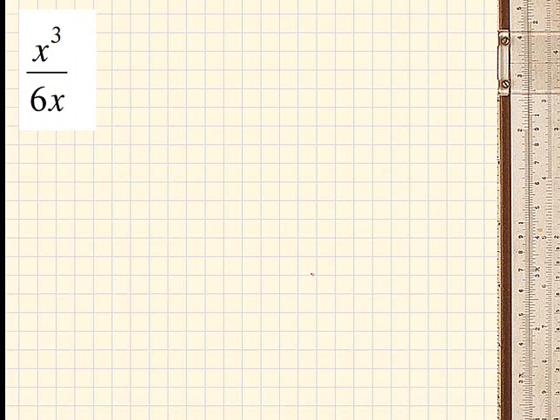Let's try another. This one's a little tricky. If I move my x to the side to subtract my exponents, what's left on top? 1. So this looks like this, 1 6th with x cubed minus 1, because there's a 1 there, which would give me 1 6th x squared. And where should that x squared go for right now? On top.